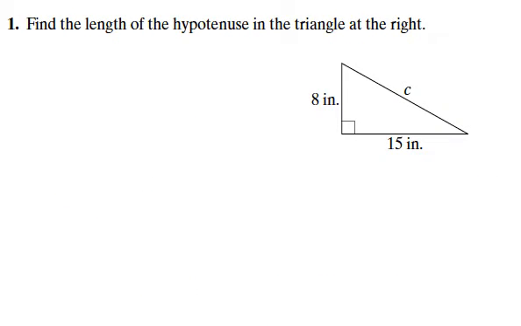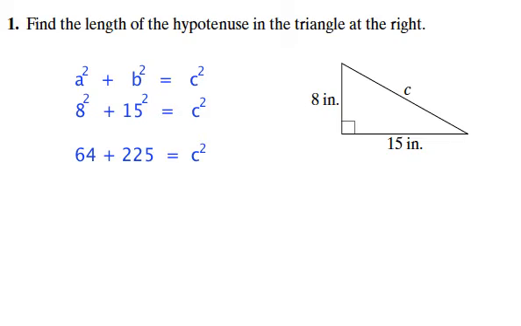Number 1, find the length of the hypotenuse in the triangle at the right. We start off with our formula, a squared plus b squared equals c squared. We know the legs, so that means we know a and b. A is 8 and b is 15. So we will now have 8 squared plus 15 squared equals c squared. 8 squared is 64, 15 squared is 225, and c squared remains c squared. 64 plus 225 is 289. So we have 289 equals c squared.